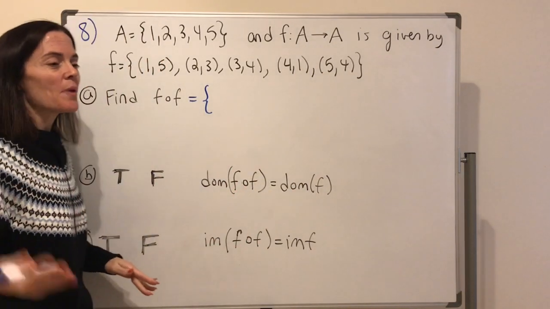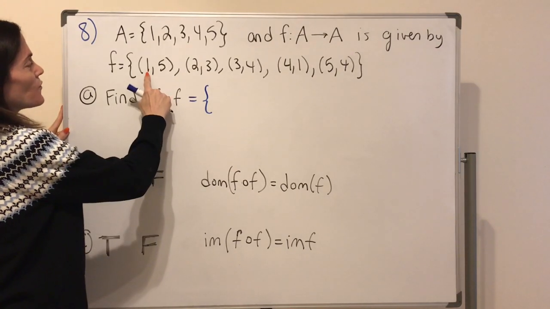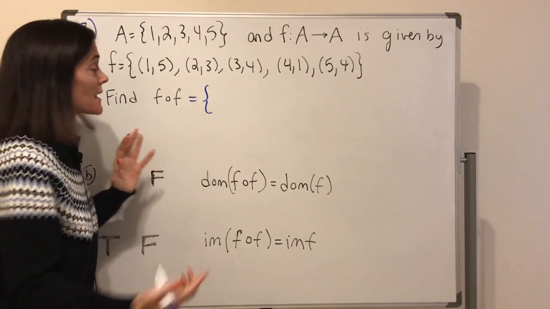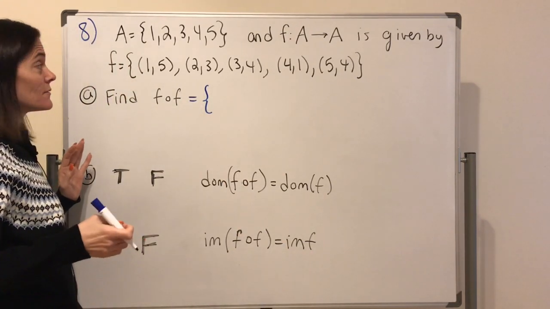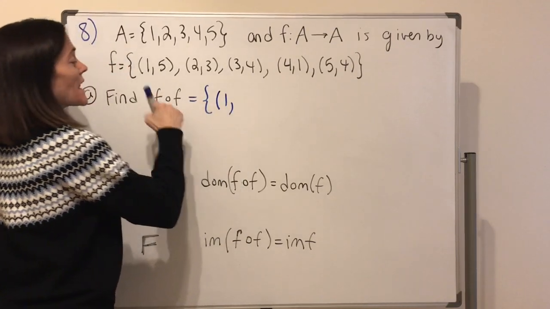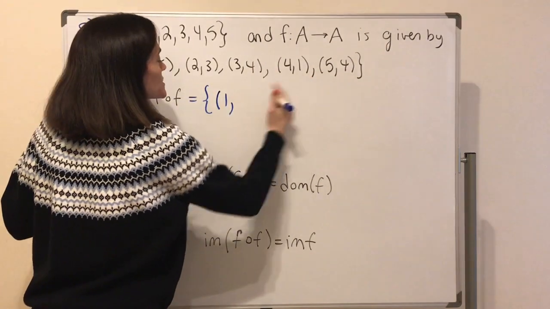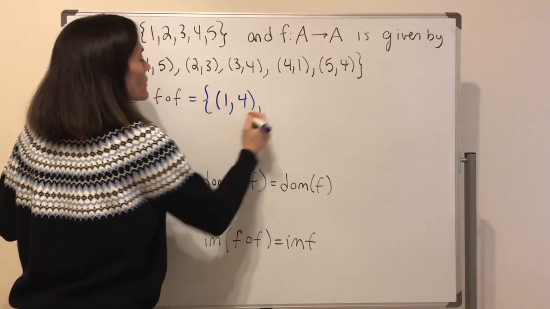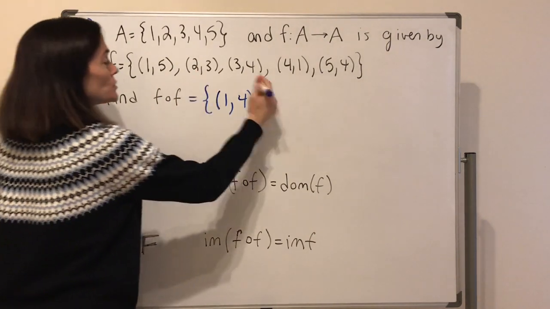So when we compose, well, f of 1 is 5, and then that would be this first one. Then you evaluate f of 5, okay? So we want f compose f of 1. 1 maps to 5, 5 maps to 4. This would be 4, okay?